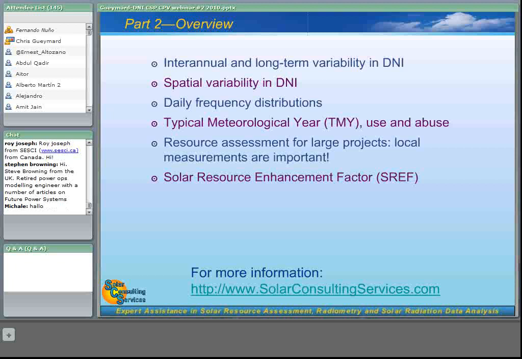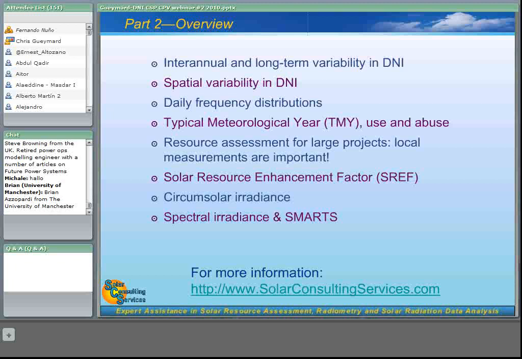The solar resource enhancement factor, and then we'll go into the more specific things for CSP and CPV, which means, for example, circumsolar irradiance, and mostly for CPV, spectral irradiance, and the use of SMARTS, the spectral irradiance model.